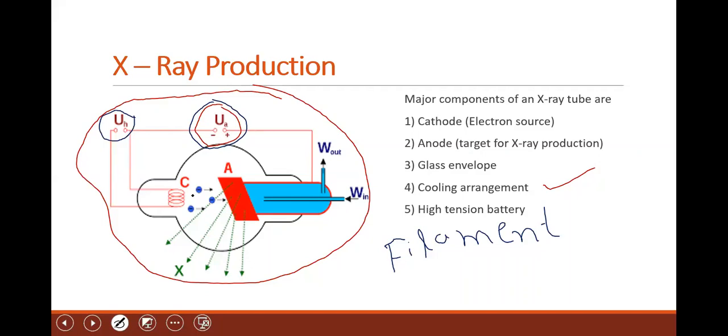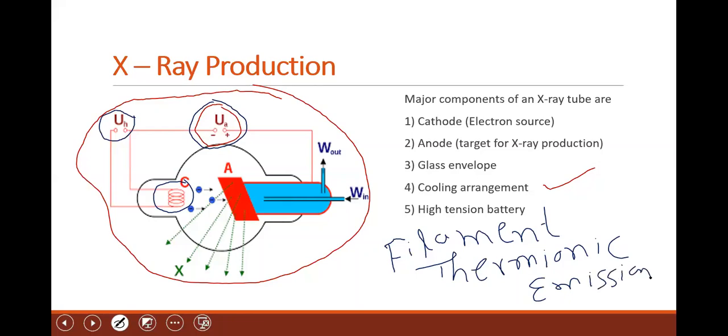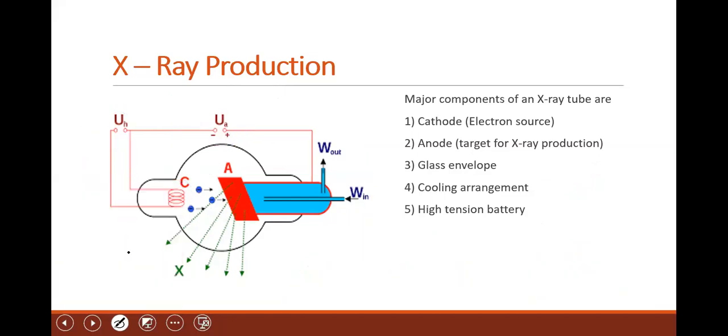By heating this filament, with thermal energy, thermionic emission takes place. It is called thermionic emission. What is thermionic emission? It is where electrons are ejected out. By heating, you see, this is one electron, second electron, third electron, ejected out. How are electrons ejected? You are heating this by passing the current, and by the phenomenon of thermionic emission, the electrons are ejected out.